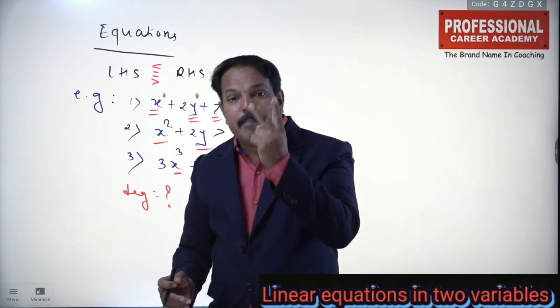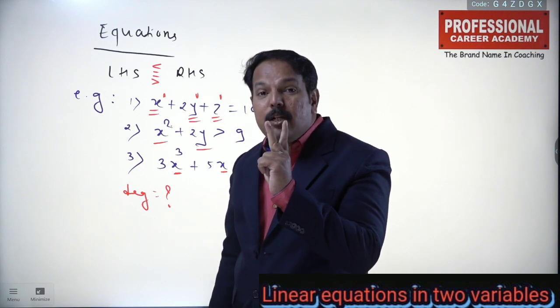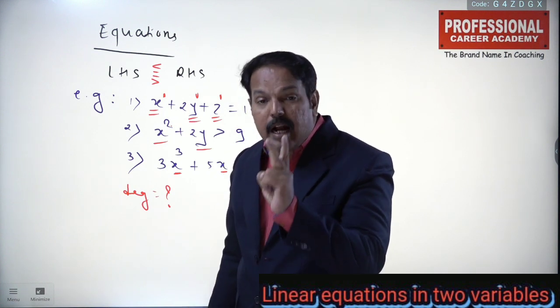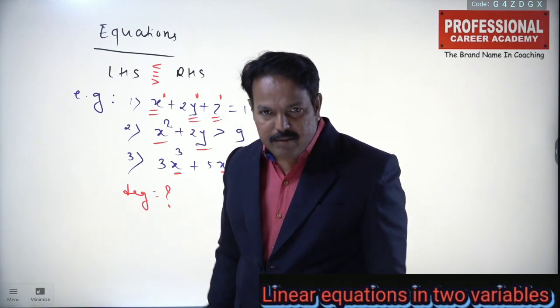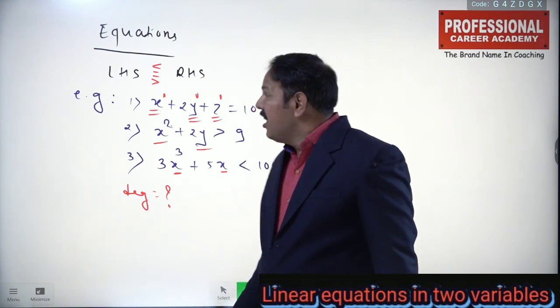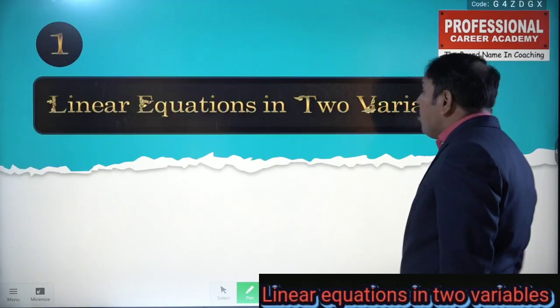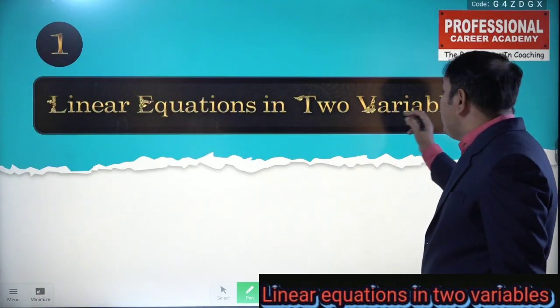Means at this step you should know what is meant by equation. Number 1. Number 2, equation in 1 variable, 2 variable, 3 variable, like that. And number 3, what is the degree of equation? It is the highest power of variable. Got it? Now here in this chapter we have to study linear equation in 2 variables.